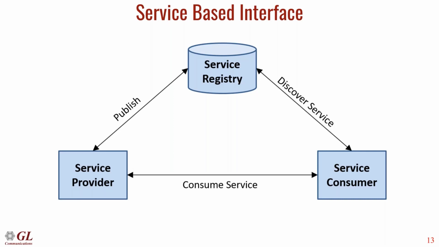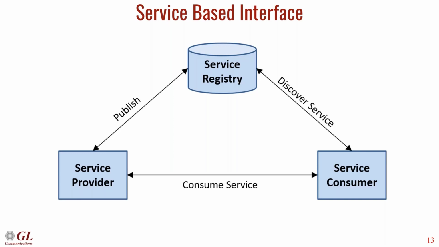And whoever is the service consumer, they contact the service registry to discover the service and its location, like the IP address and other things. And then they contact the service provider to consume the services. So in 5G also, most of the network functions are implemented as services. And there are mechanisms to register and discover those services independently, so that you don't need to configure each and every network element about other network elements.